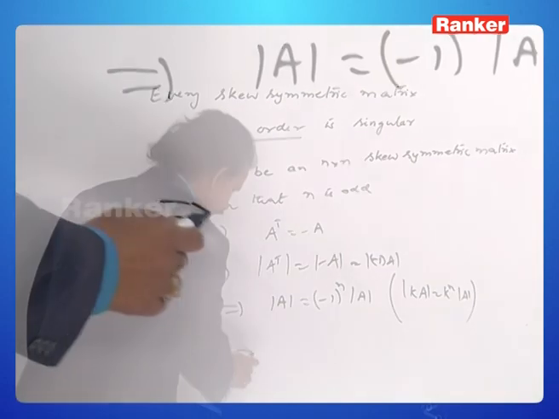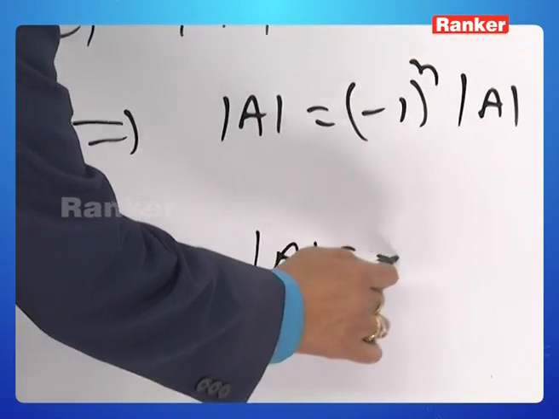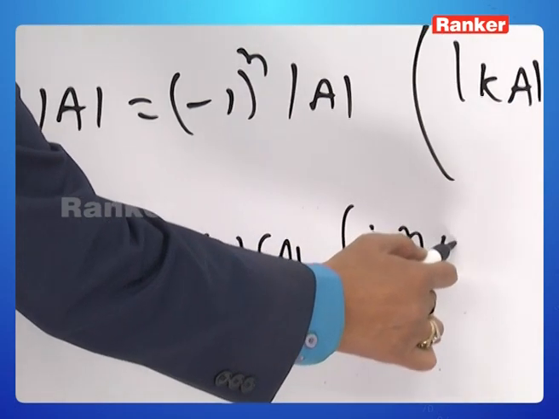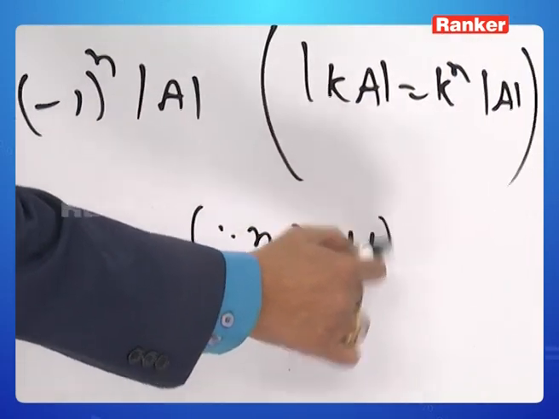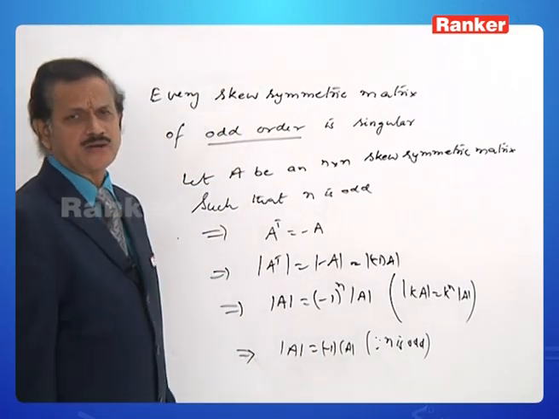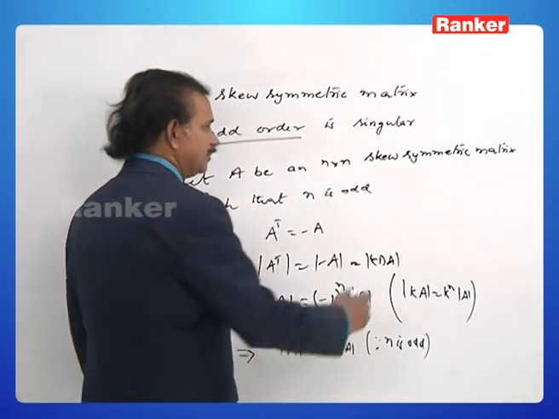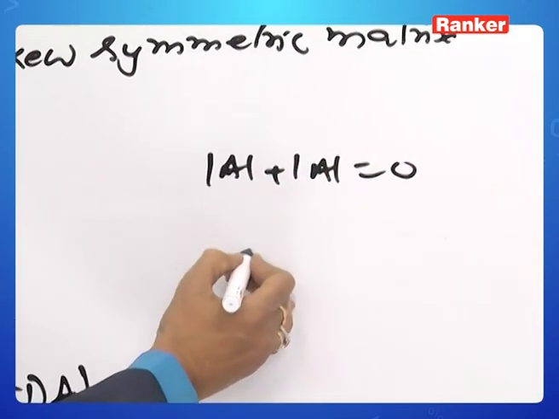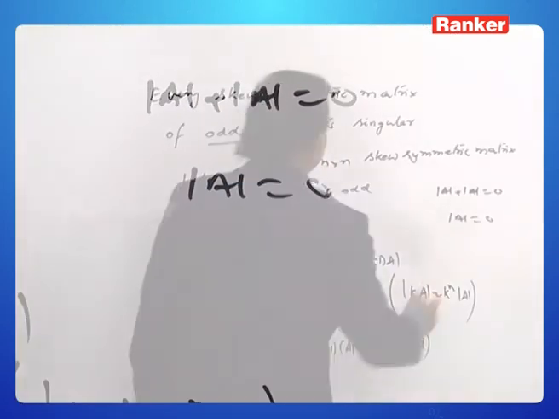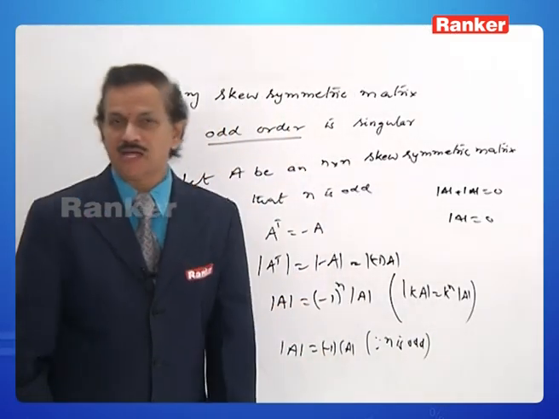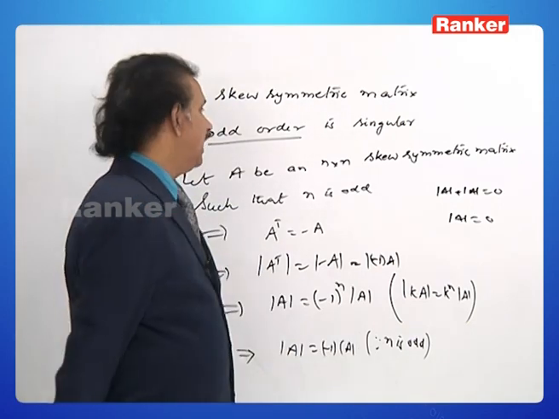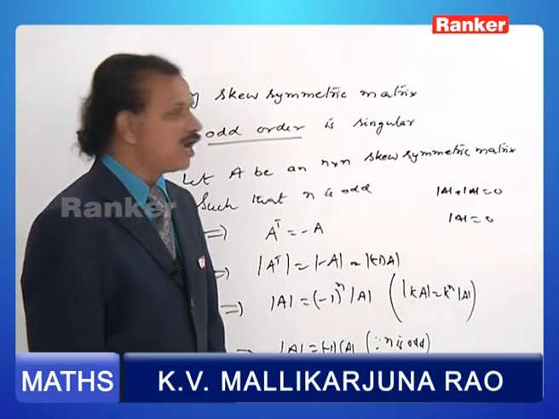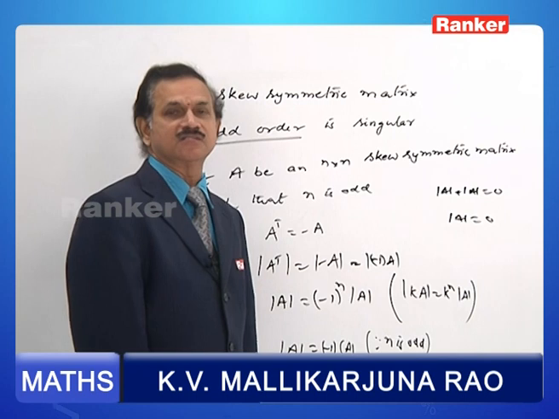Therefore, det A is equal to minus 1 into det A. How? Since n is odd. What is minus 1 into det A? Minus det A. You bring it here. What happens? Det A plus det A is equal to 0. That is 2 into det A is equal to 0, or det A is equal to 0, implies A is singular. Hence, we could have verified that every skew symmetric matrix of odd order is absolutely singular.